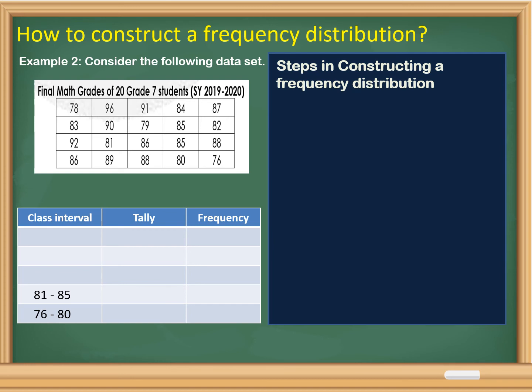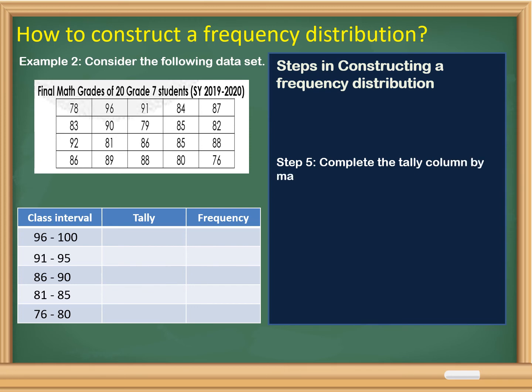Let's continue the process until we have a class interval that includes the highest value in the given set of data. In our example, the highest value is 96, and this falls in the class interval 96 to 100. Therefore, the highest class interval is 96 to 100.